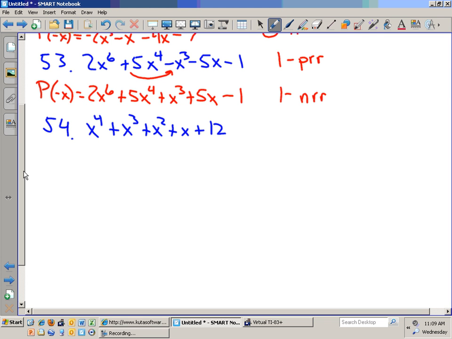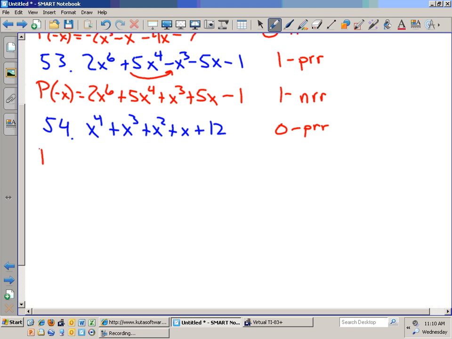How many sign changes here? 0. 0 positive real roots. So let's apply our thinking here, people. Do you understand that you can't plug in a positive number and get 0 for this? If you plug in a positive number, you're going to come out with a positive number. You're not going to come out with 0. If you have any chance of coming out with 0 here, you're going to have to plug in a negative number, right? So if you're trying the rational roots theorem, would you have any sense in plugging in a positive number? No. We would only want to plug in negative ones.